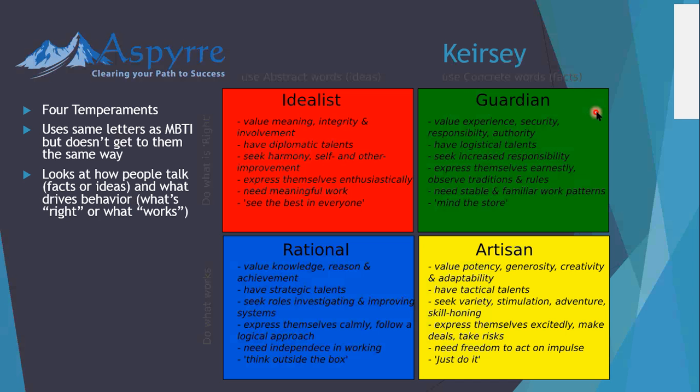So a guardian sees right as following the rules that are sitting outside and very easy for everybody to see. An idealist might follow their internal rules or guidelines, their moral rules, but they may break an external rule. They don't necessarily see the external rules as the measure of right and wrong. They see their internal value system as a measure of right and wrong.